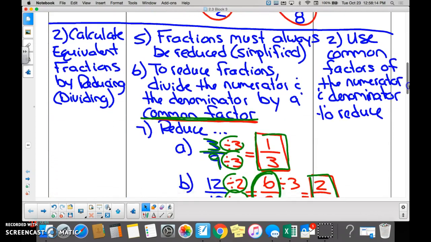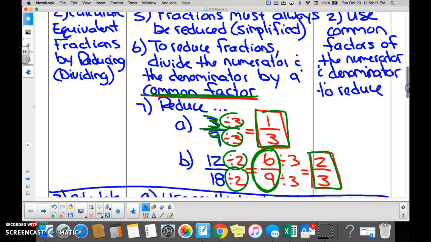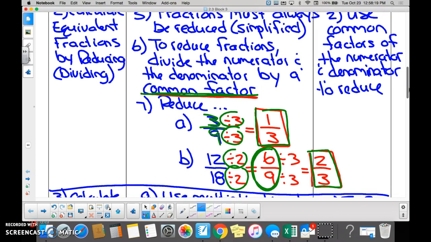You guys are all pretty good at reducing equivalent fractions, right? Yeah. But there's that key word. What do we use? What is that key word we use to find how to reduce a fraction, Swara? Everyone say common factor. Common factor.